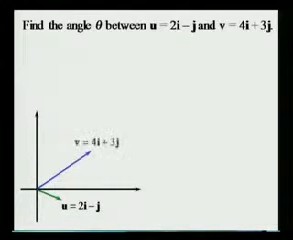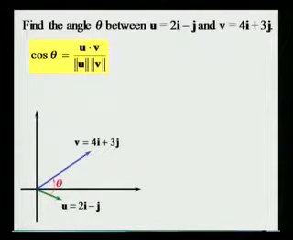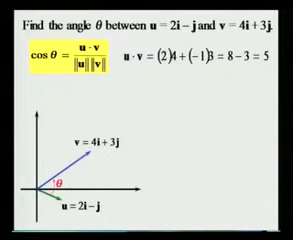Here these are vectors u and v. We look at the angle theta between u and v. The formula is cos theta equals u dot v upon modulus of u times modulus of v. So first we need to find u dot v, then modulus of u, then modulus of v, then we can find cos theta, and after that theta.